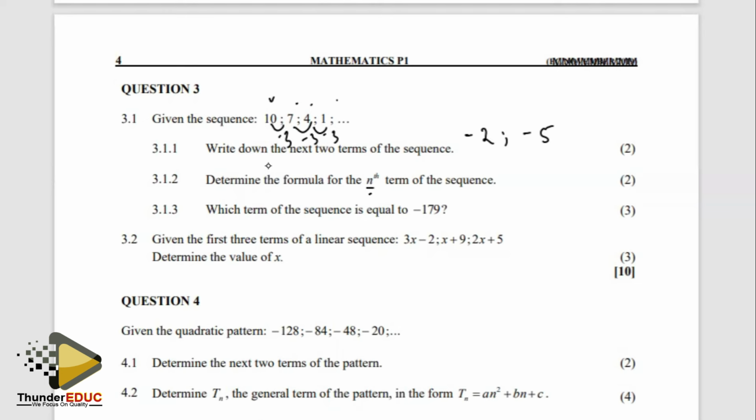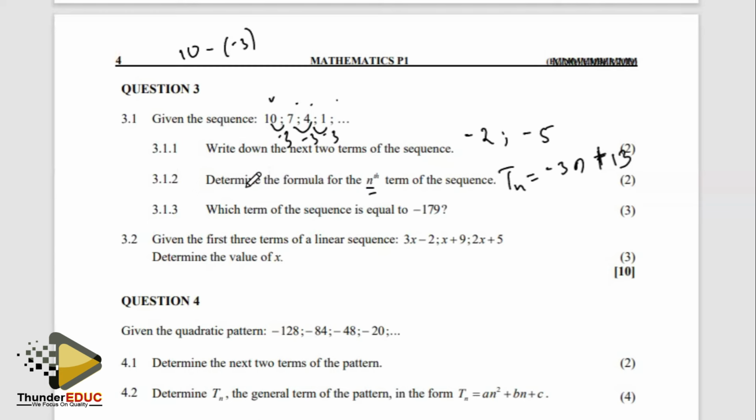Then determine the nth term. The nth term can be obtained by getting the common difference, which is negative 3n. Then get 10, which is the first term, minus the common difference. So 10 minus negative 3, I'll get a plus 13. So that is my nth term, or the rule. The nth term is like a rule or the general term.